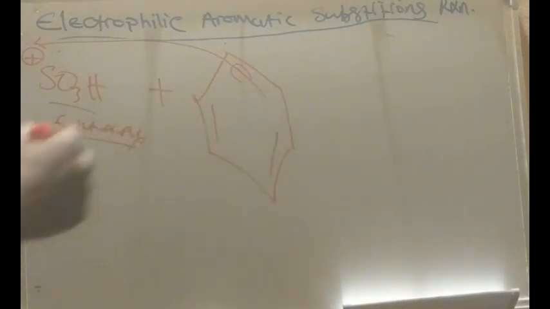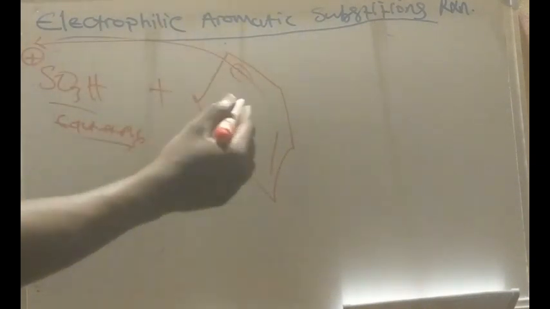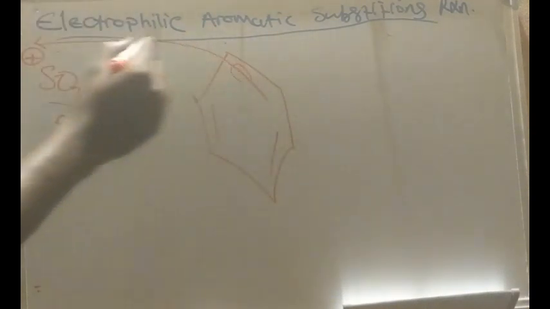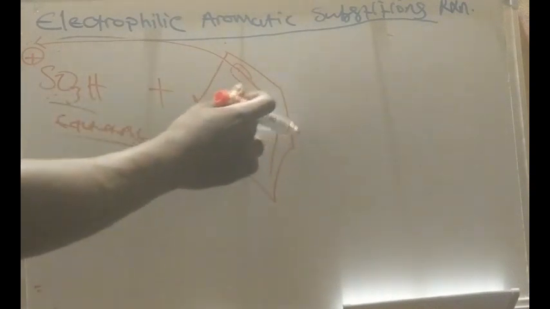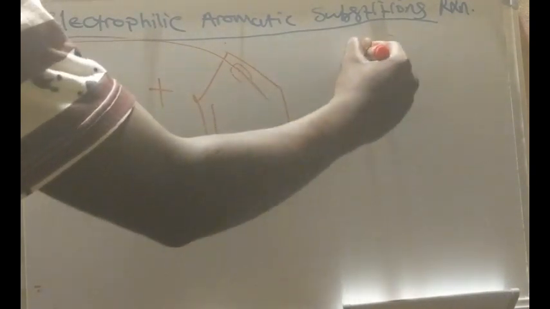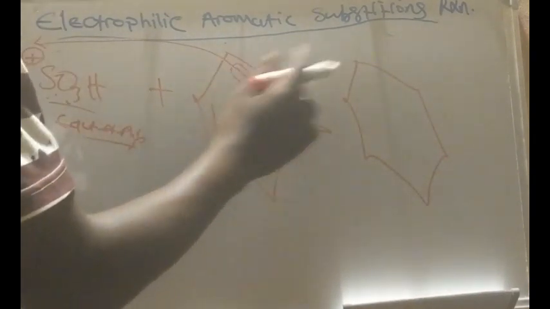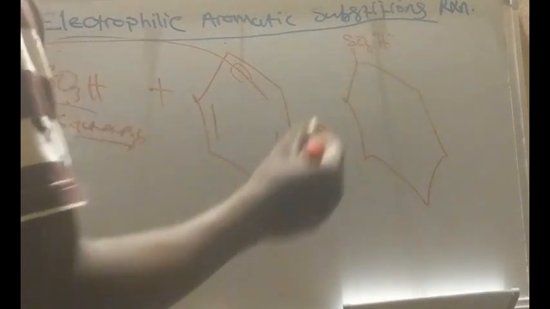As a result of this union, you find that a pi bond, specifically in this case this bond here, will break, so that a new bond will be formed between this SO3H molecule and the benzene. So we realize the following, where we have a bond that has been broken here and the SO3H molecule attached.